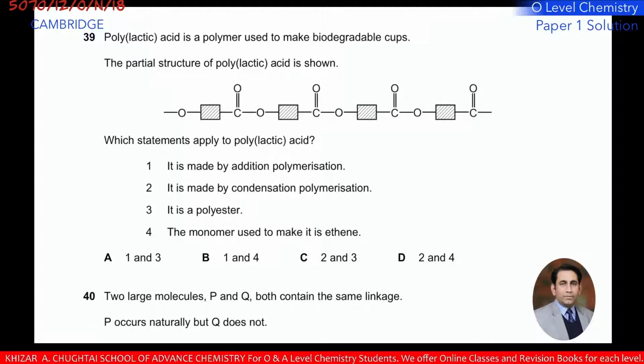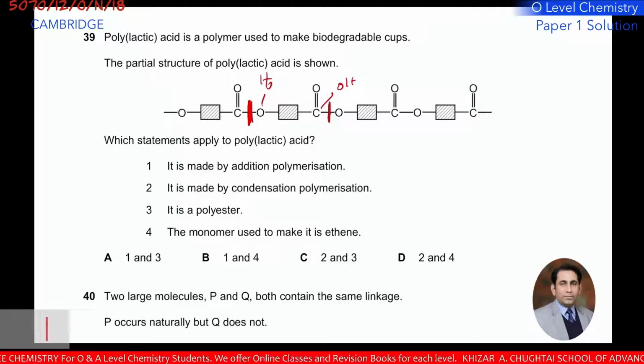39. Polylactic acid is a polymer used to make biodegradable cups. The partial structure of the polylactic acid is shown over here. Which statements apply to polylactic acid? It is a unique type of molecule. If I hydrolyze this molecule, we will break this one bond and this one bond. Upon hydrolysis, it will make this carboxylic acid and there will be an OH group. So this monomer has two different functional groups.